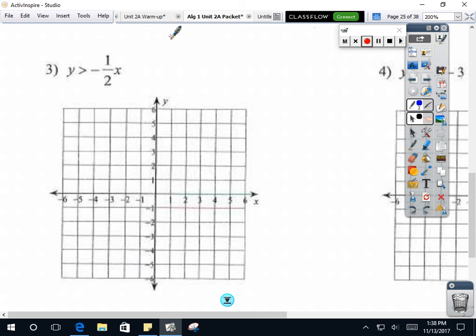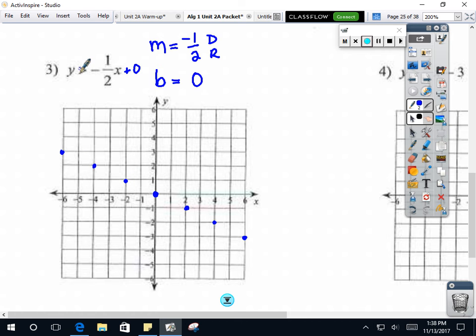Y is greater than negative 1/2 x. What is the slope? Negative 1/2. So that means down 1, right 2. What is the y-intercept? So it's 0. If there's no visible number in the b place, that means it was plus 0, and they just chose not to write it. So we start out by plotting your first point at 0, and then from there we go. Correct. And you can do that a few times, or we could have gone right.